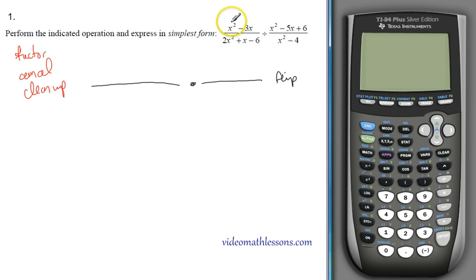So let's take a look here. The first one. Now I'm going to factor. Now, x squared minus 3x. Well, it's a common factor. I take out an x, and you have x minus 3. Let's do this bottom one.